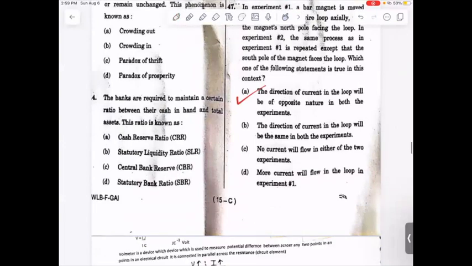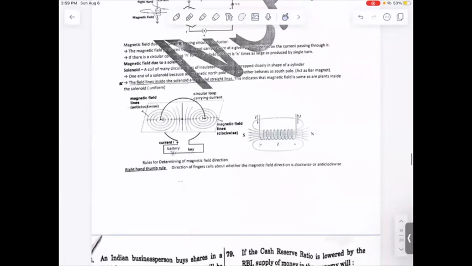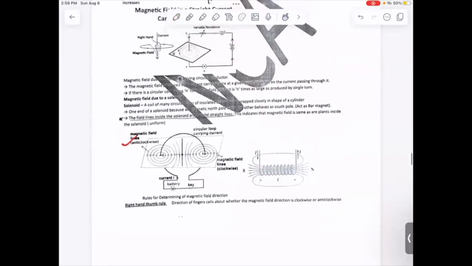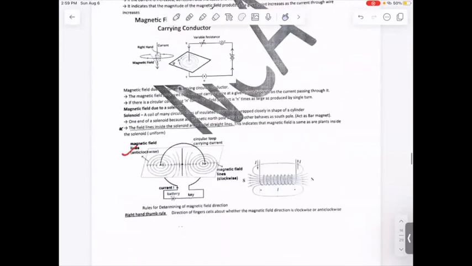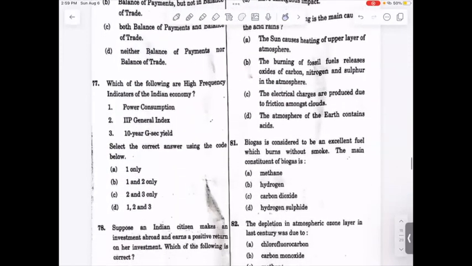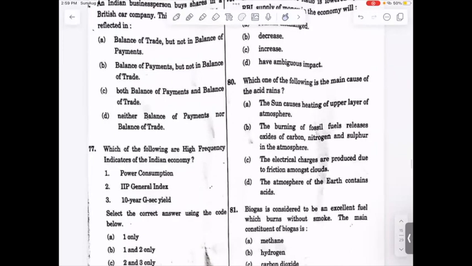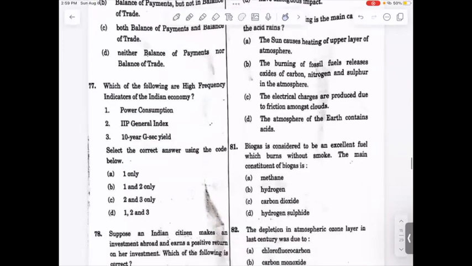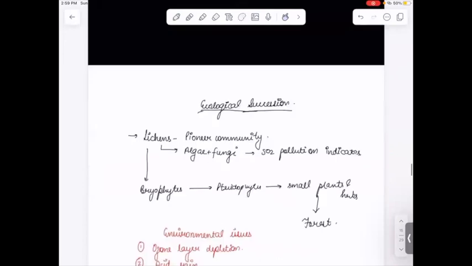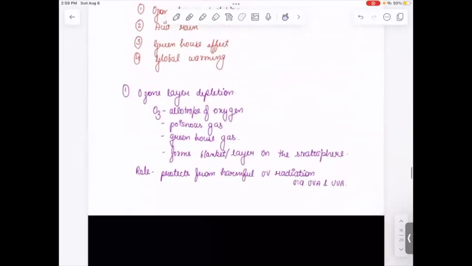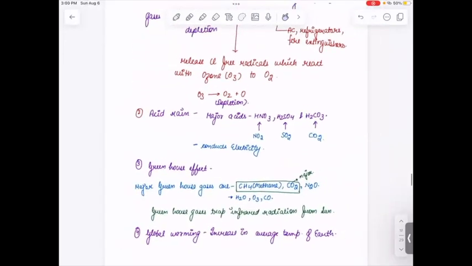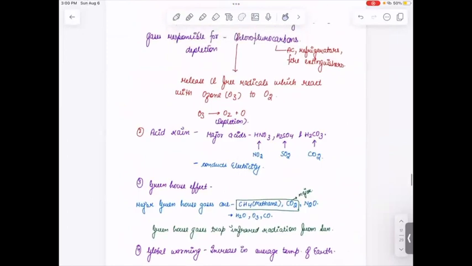Okay. So you can see from notes also. So this is given about its direction and the phenomena of electromagnetic induction. Moving to next questions. Which of the following causes acid rains? So we did some environmental issues, one of which was acid rain. So acid rain is formed due to oxides of nitrogen, of sulfur, and of carbon, that is carbon dioxide.